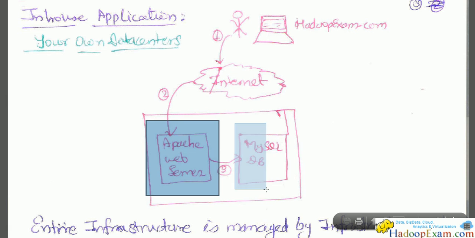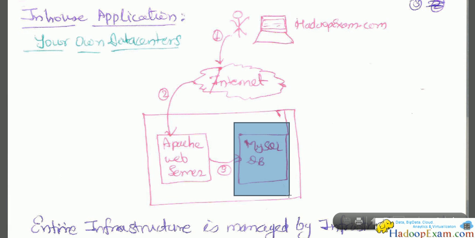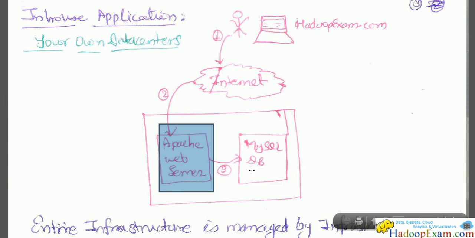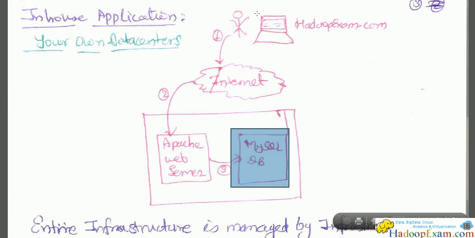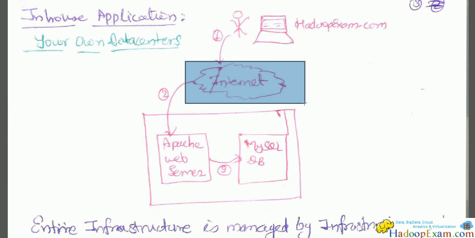There is one database behind hadoopexam.com, because it needs to be accessed to get the dynamic data for this website, like user information and pricing details of the products. All of it is stored in the MySQL database. So what happens: as an end user, you type hadoopexam.com in your browser, using the internet, it goes here and finds the DNS details, which location it needs to ping.